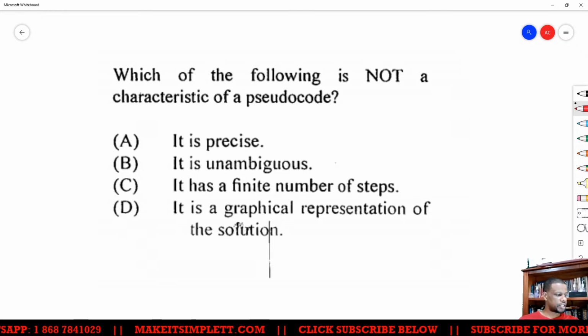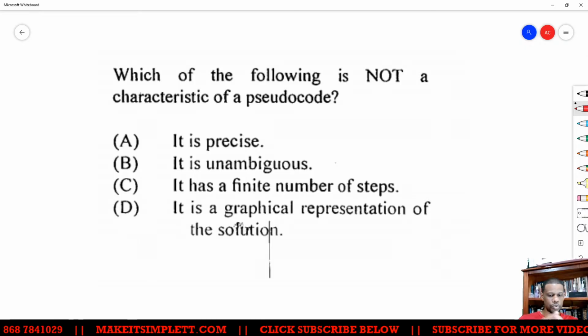Yeah, which of the following is not a characteristic of pseudocode? Please don't tell me you say per pseudocode. If anybody does say per pseudocode, drink some bleach. Not bleach, sorry, I didn't say that. I mean, wash your mouth with soap. Because it's not per pseudocode, it's pseudocode.